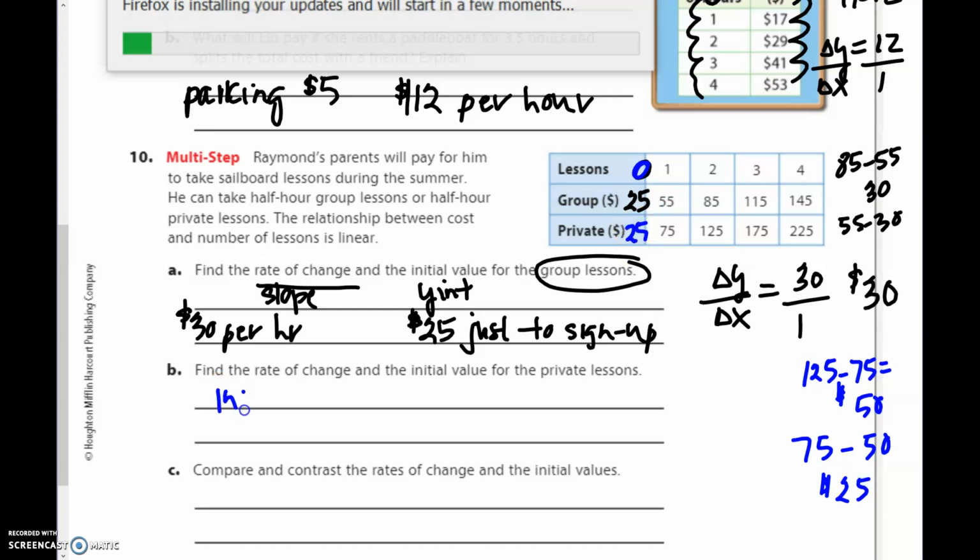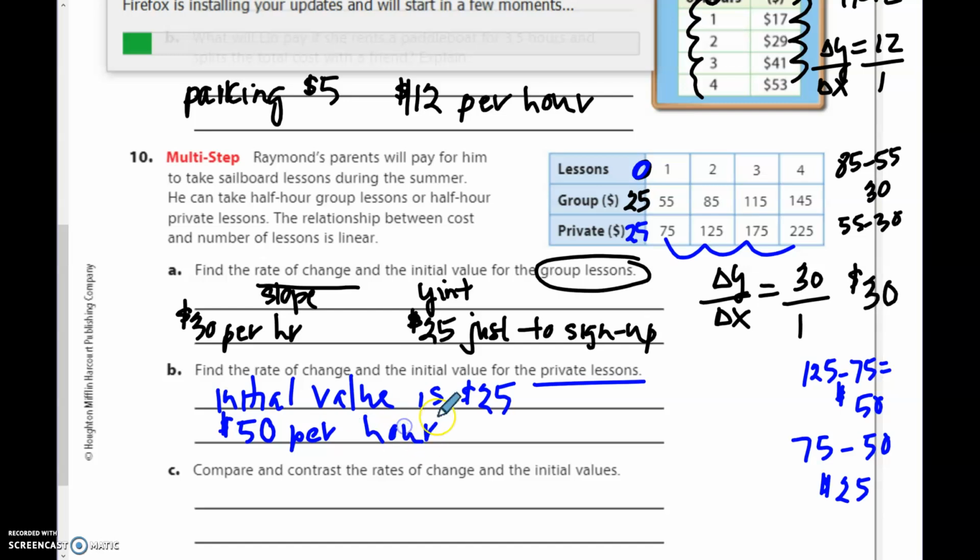So the initial value for a private lesson is $25. So it doesn't matter if you're signing up for sailboard lessons as a private or a group, your initial value is still $25. But now let's see what that rate of change is going to be. And what do we find that rate of change is going to be? Well, this is changing by $50. So this is going to be $50 per hour for the private lessons. Now the group lessons were only $30, and the private lessons were $50.